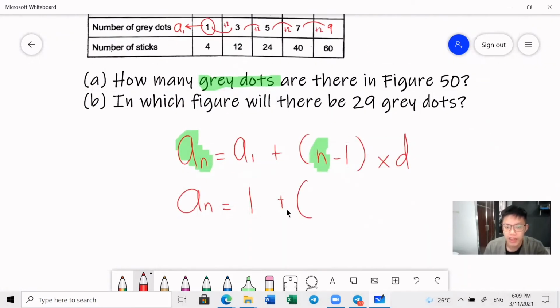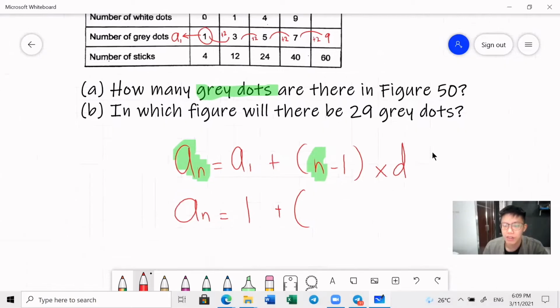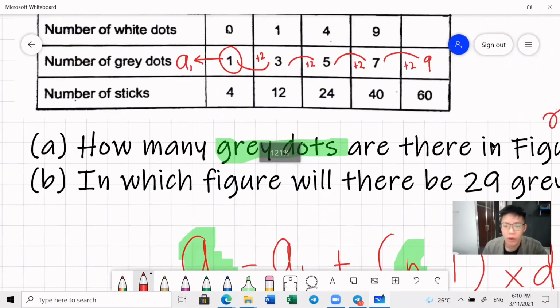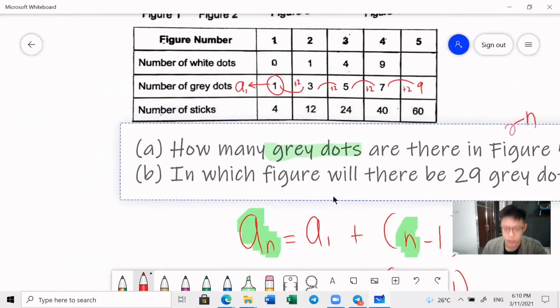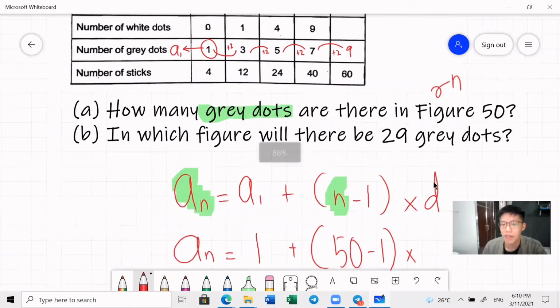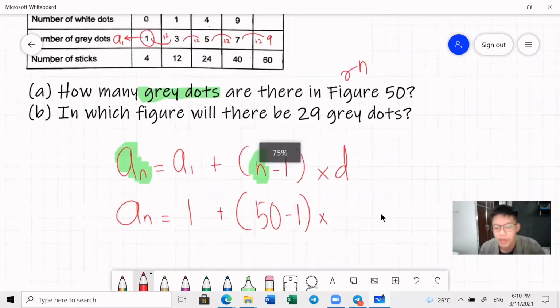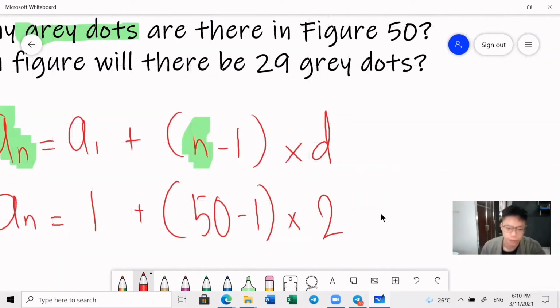So what we want to do, we want to put in 1. Plus bracket, what is n? n is simply the figure number, which is the one over here. Can you see that? All right. So we want to put in 50 minus 1. Times d. What is d? d is the difference. Basically means the interval. As you can see over here, the intervals are always or will always be the same because this is an equal interval question. I'm not saying that every patterns question will have the same interval. Just for an equal interval question, you will have an equal interval. Literally, the name speaks for itself, right? So the difference, as you can see over here, is 2.